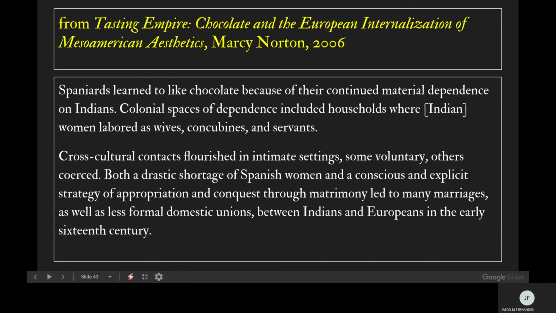So if you remember, there are not a lot of Spanish women here, right? So you have these Spanish men who, through formal unions, sometimes forced unions, they're living with these indigenous women who are preparing indigenous foods for them. So they are acculturating these Spanish men to indigenous culture, right? And the one item we looked at from that obviously was cacao, chocolate, right?